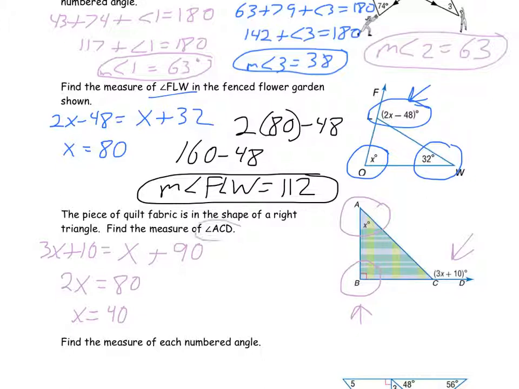Now remember, they're looking for ACD, so let's try that. We've got to plug that into 3 times x, which was 40, plus 10, which means that the measure of angle ACD equals 130 degrees.